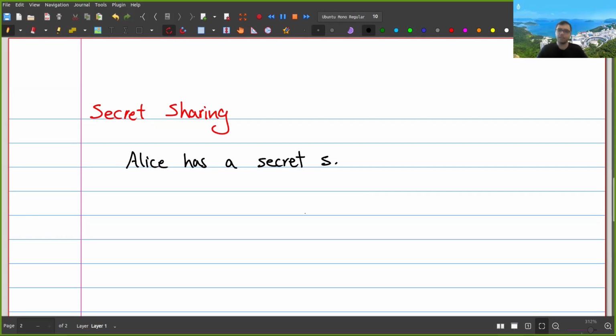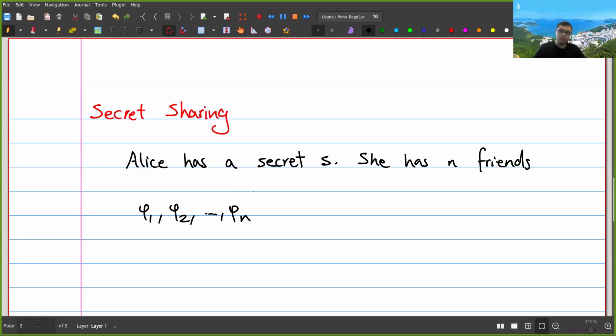And suppose that she has a bunch of friends. So let's say she has n friends. Let's call these friends friend 1, friend 2, to friend n. Actually, I want to use f for something else later on, so let me use phi. Friend 1, friend 2, to friend n. And she wants to basically share this secret between the friends such that if a lot of the friends come together, they can recreate the secret, they can find S. But if only a few of the friends come together, they cannot find any information about this.